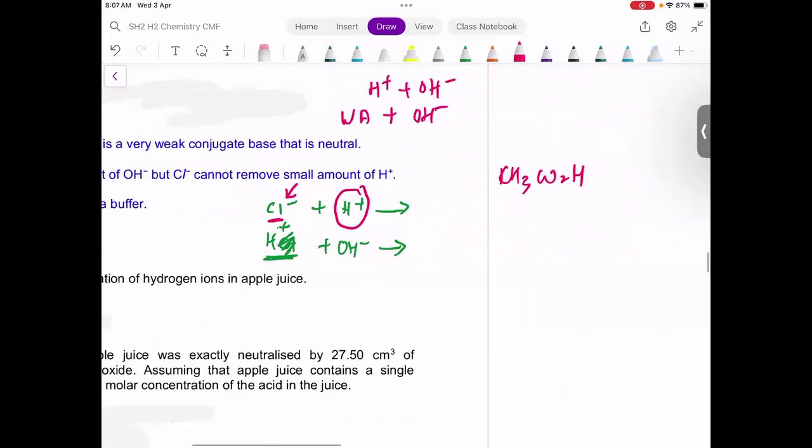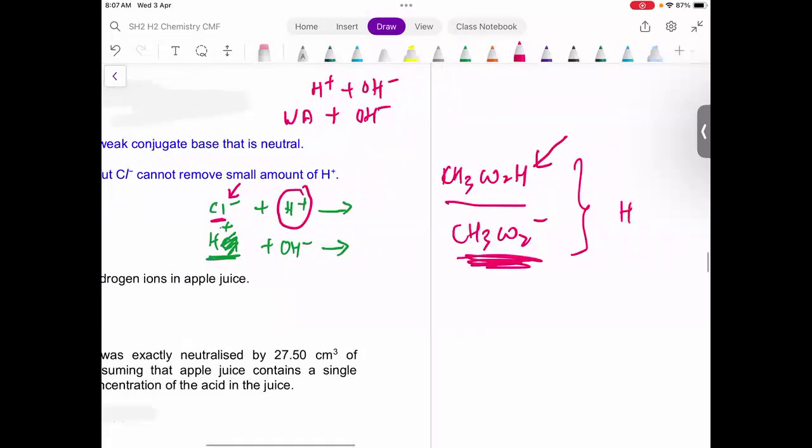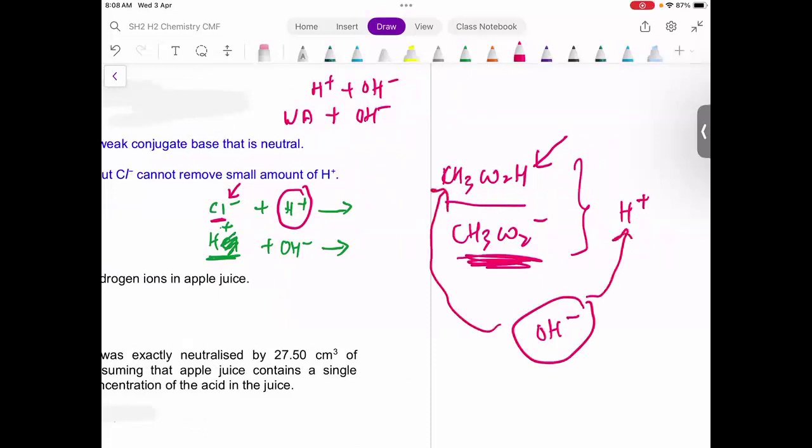Remember, when we have a large reservoir of the weak acid, for example CH3CO2H, then we also have the conjugate base present in large reservoir. This being present will suppress the dissociation of this weak acid as well. So you can see that in this buffer system, the amount of free H+ you have is actually very little compared to the large reservoir of the weak acid and the large reservoir of the conjugate base. So when you add OH-, the OH- has a greater likelihood to meet this than to meet this.